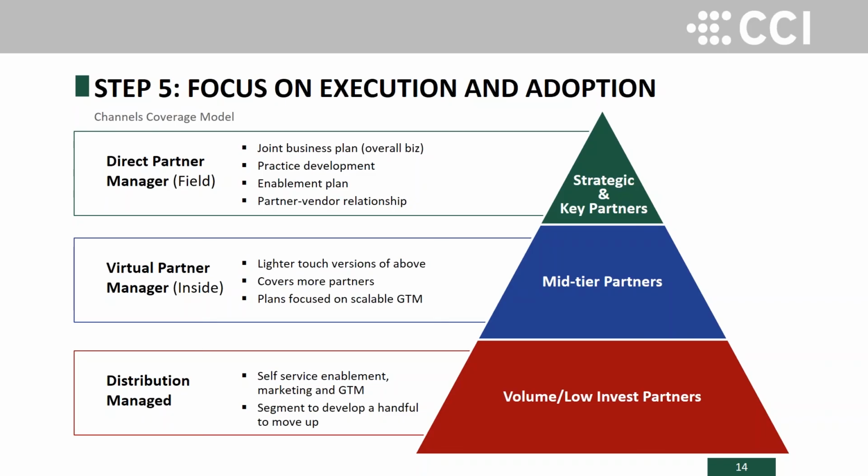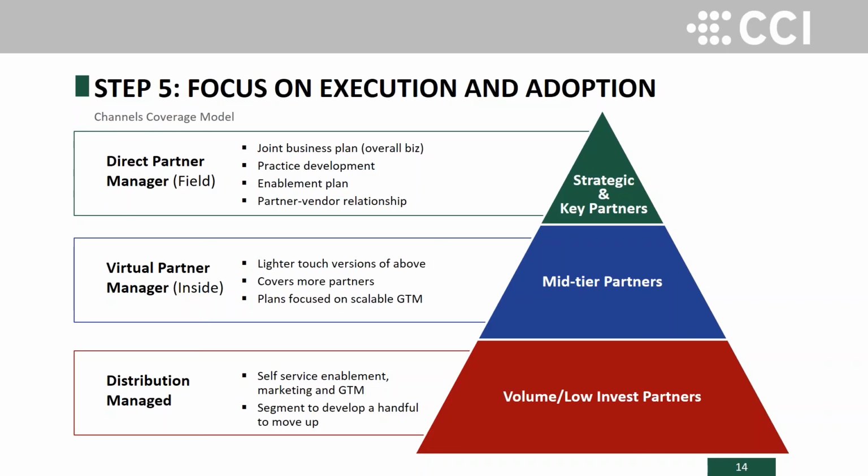So now that we have that done, we need to start focusing on execution and adoption. The key point here is that you'd be much better off having fewer things that you're doing with each partner, fewer programs or demand generation things, but having those things be adopted by your partners, than having a slew of them. And now that we know the partner set and the activities we want to do, there's some segmentation that needs to be done from a channel coverage model and an acknowledgement of how many partners we can do the top-end activities with versus the middle versus the bottom.